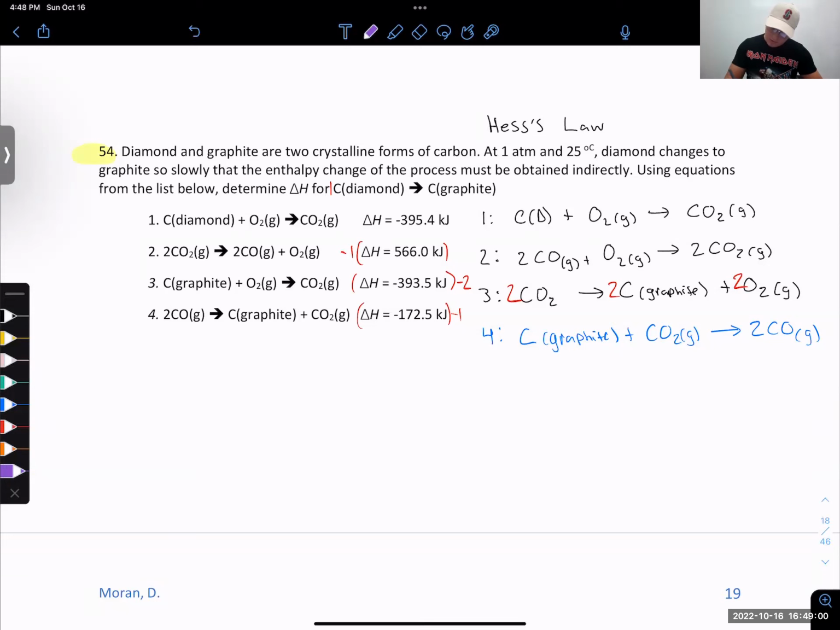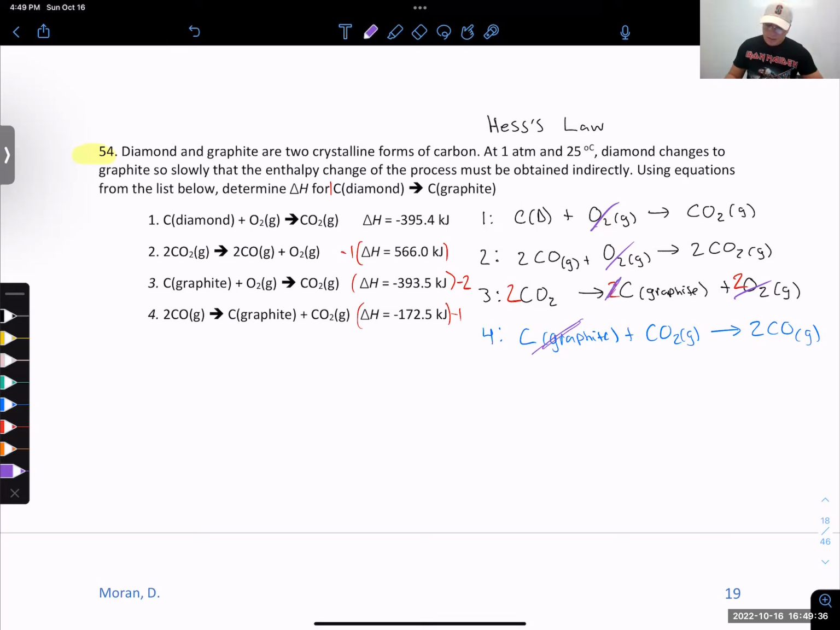Now let's see what we can cancel out. So we have two oxygen gases here on the left side. On the right side, we have 2 oxygen gases, right? And multiplying by 2 helped us out because now we're able to cancel out these 2 oxygen gases with these 2 oxygen gases. So that one goes, and these 2 go. Let's see, we have 1 carbon graphite on the left side. I'm gonna cross it out. And we have 2 on the right side, okay?